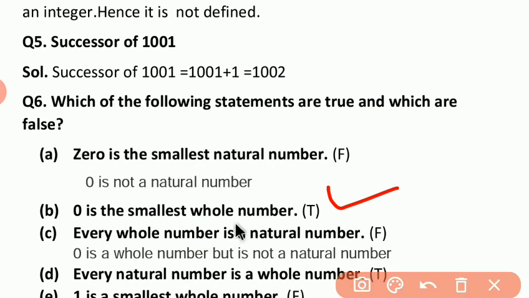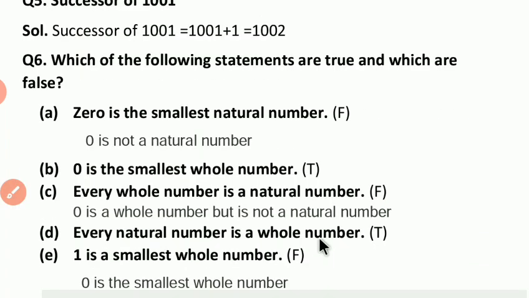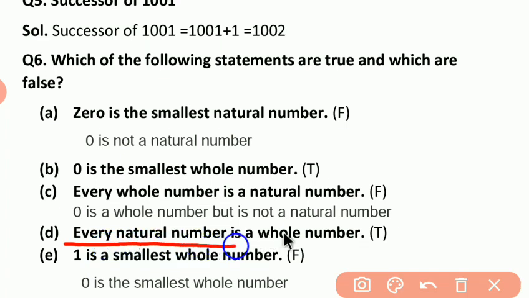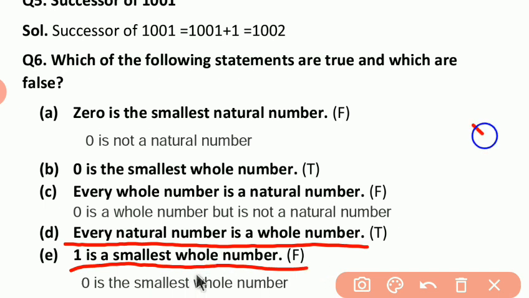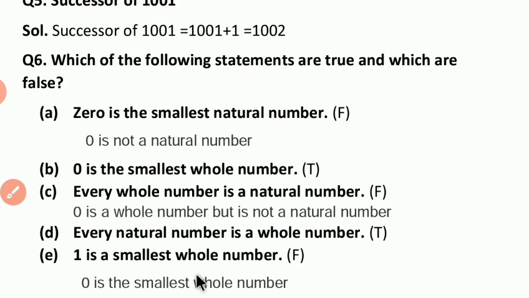Third one, every whole number is a natural number. Yes or no? It is false, because 0 is a whole number but 0 is not a natural number. So every whole number is not a natural number. Then D, every natural number is a whole number. True, because natural numbers start from 1, and we know that natural numbers are also whole numbers. Fifth, E, 1 is the smallest whole number. False, because 0 is the smallest whole number, as whole numbers start from 0.